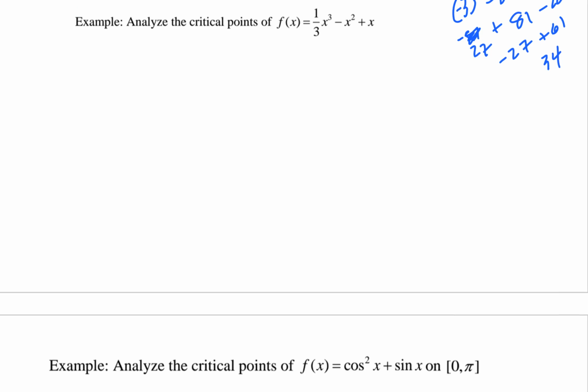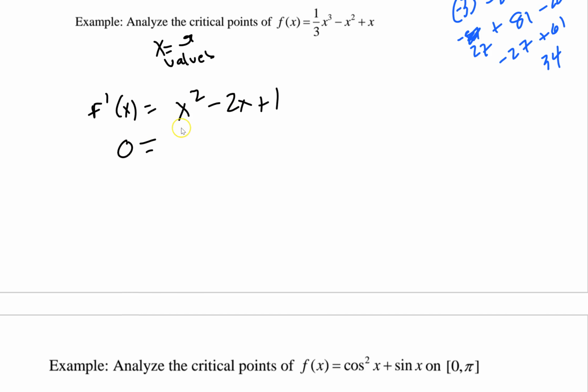Okay, in this one, let's just find the x values of critical points. So we don't have to plug it back in, because I assume you guys get the idea. So in this case, as always, let's take the derivative. Bring it down, I get x squared minus 2x plus 1. Set equal to 0.